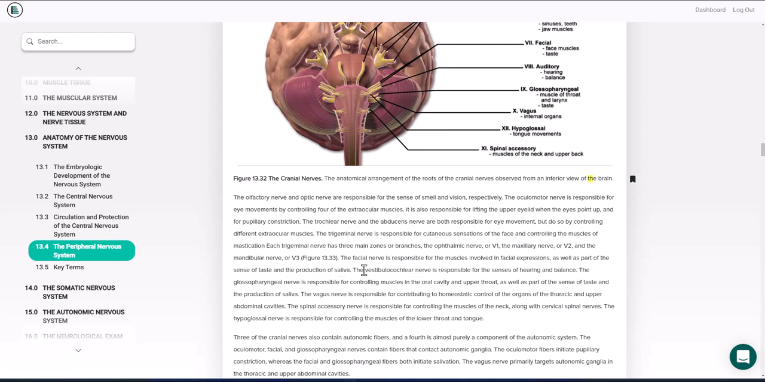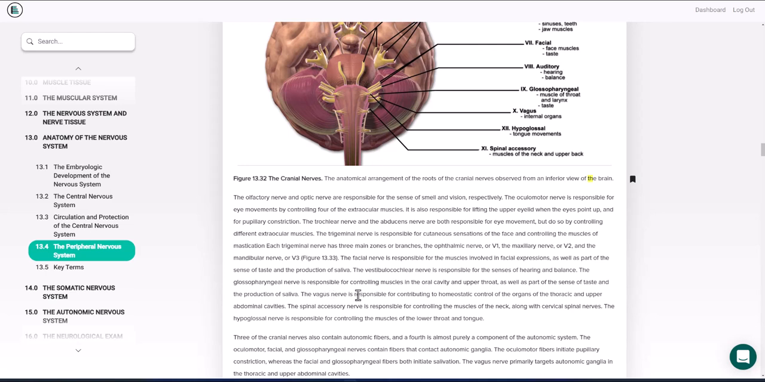There is that vestibular cochlear nerve, right? Also called the auditory nerve, number 8. It's responsible for hearing and balance. The glossopharyngeal nerve is responsible for muscles of your throat. Think swallowing muscles. This nerve also goes to providing taste to the back of your tongue and to the production of saliva from your parotid glands, your more posterior salivary glands.